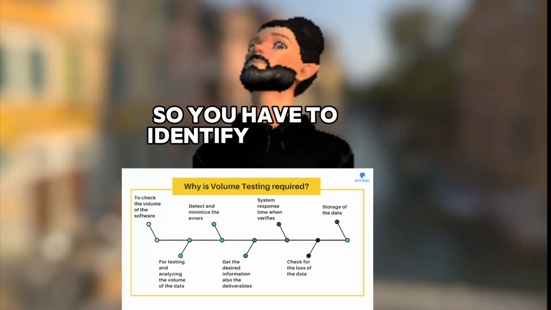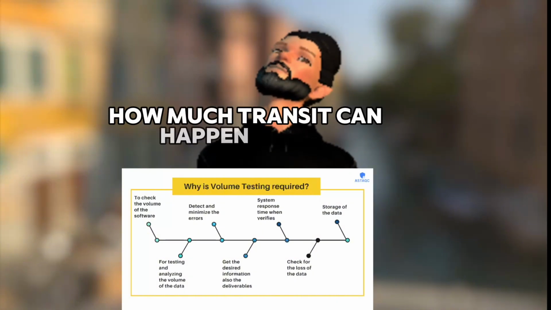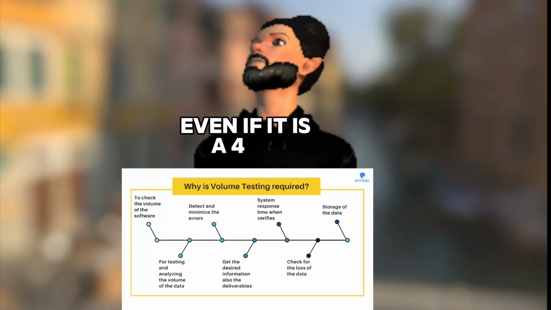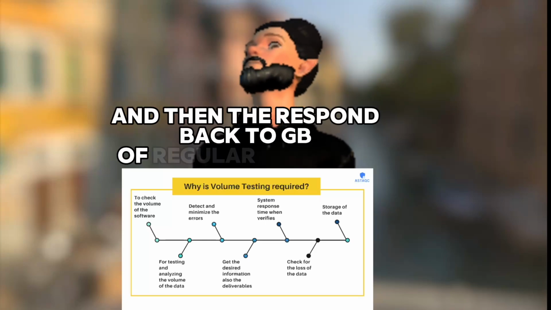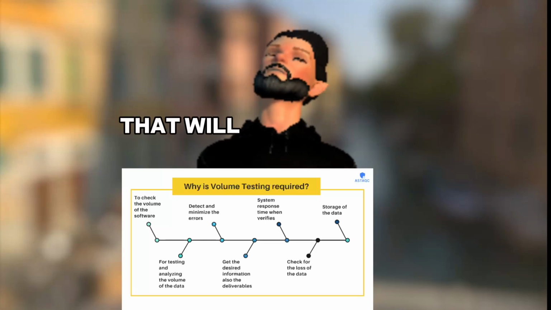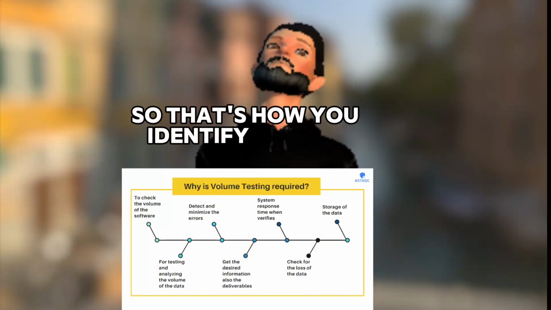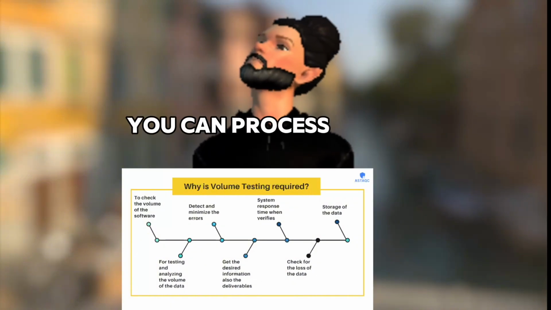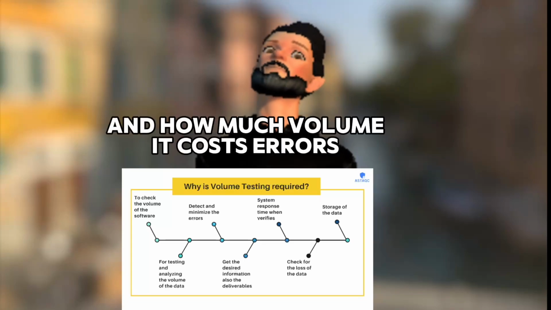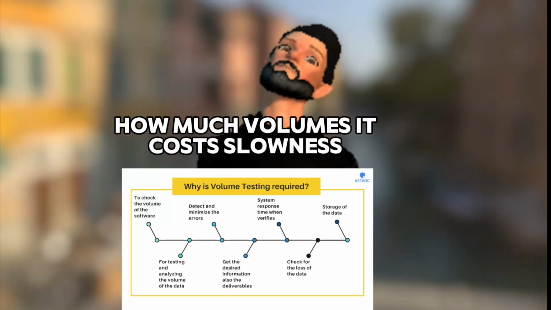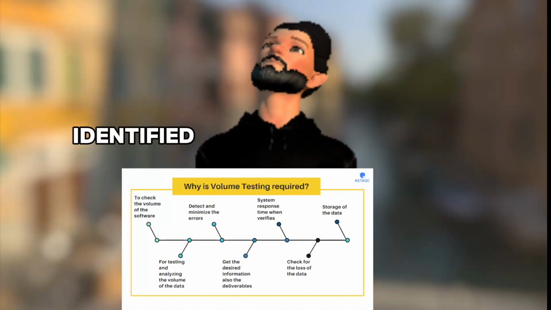So you have to identify what your bottleneck is, how much transit can happen at the same time. Even if it is 4 GB, you send 2 GB of request, and then 2 GB of response comes back, that will also be held in this 4 GB RAM. That's how you identify what volume you can process per second, how much volume causes errors, and how much volume causes slowness. All these are identified in volume testing.